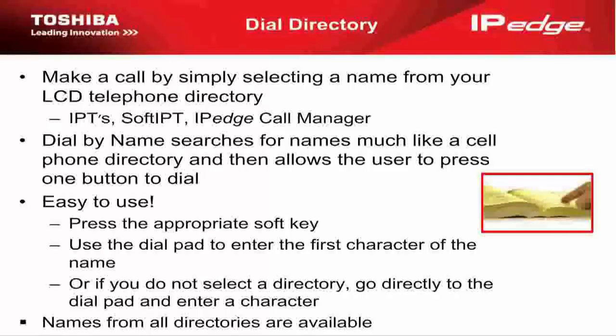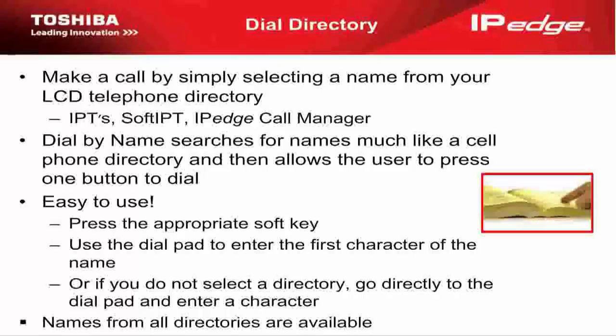It's easy to use. Press the appropriate soft key and use the dial pad to enter the first character of the name. Or if you do not select a directory, you can go directly to the dial pad and enter a character. This makes names from all directories available. Press the same dial pad button quickly to move from one character to the next.